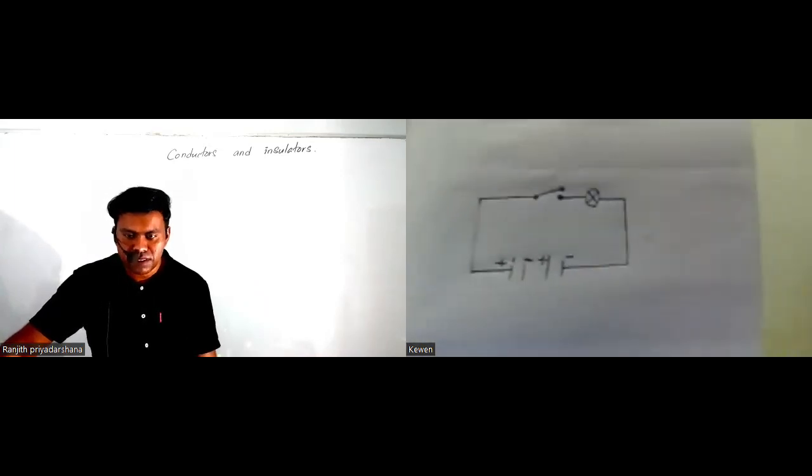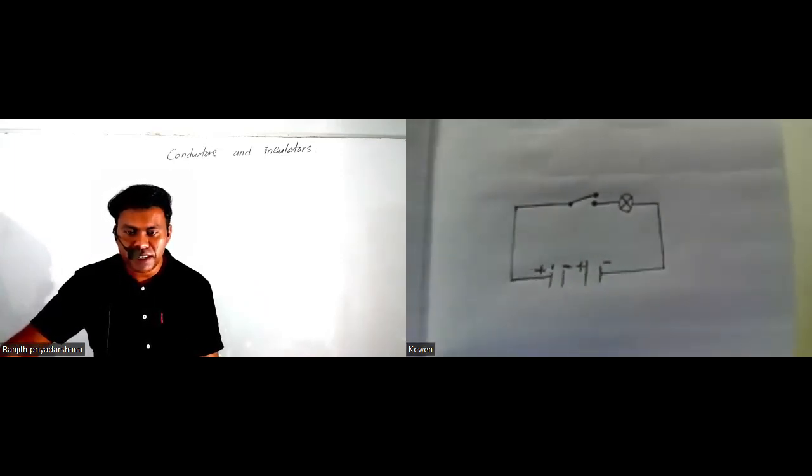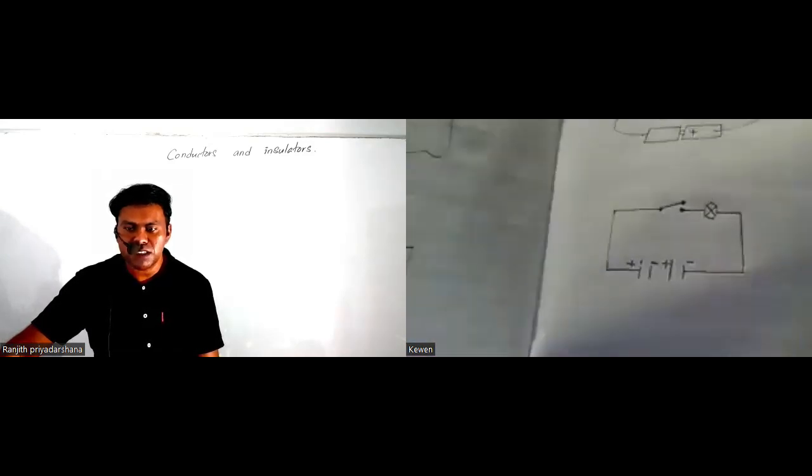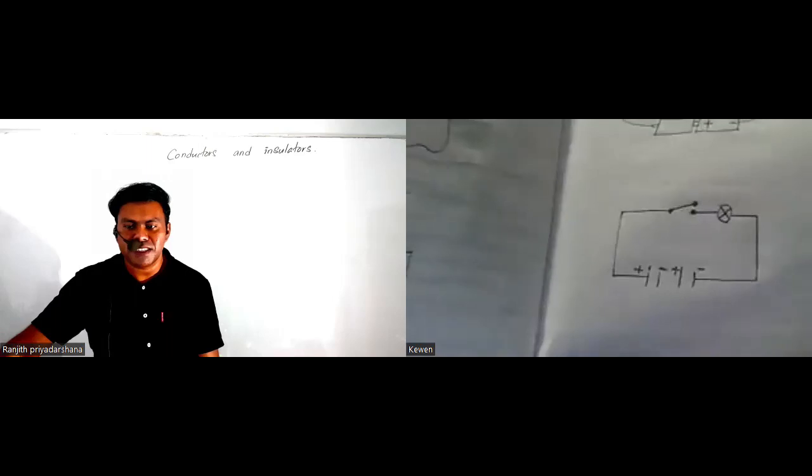Oh, now I got it. Here is the mistake. There are two mistakes there. What are the mistakes? Tell your friend the mistakes this student has made.